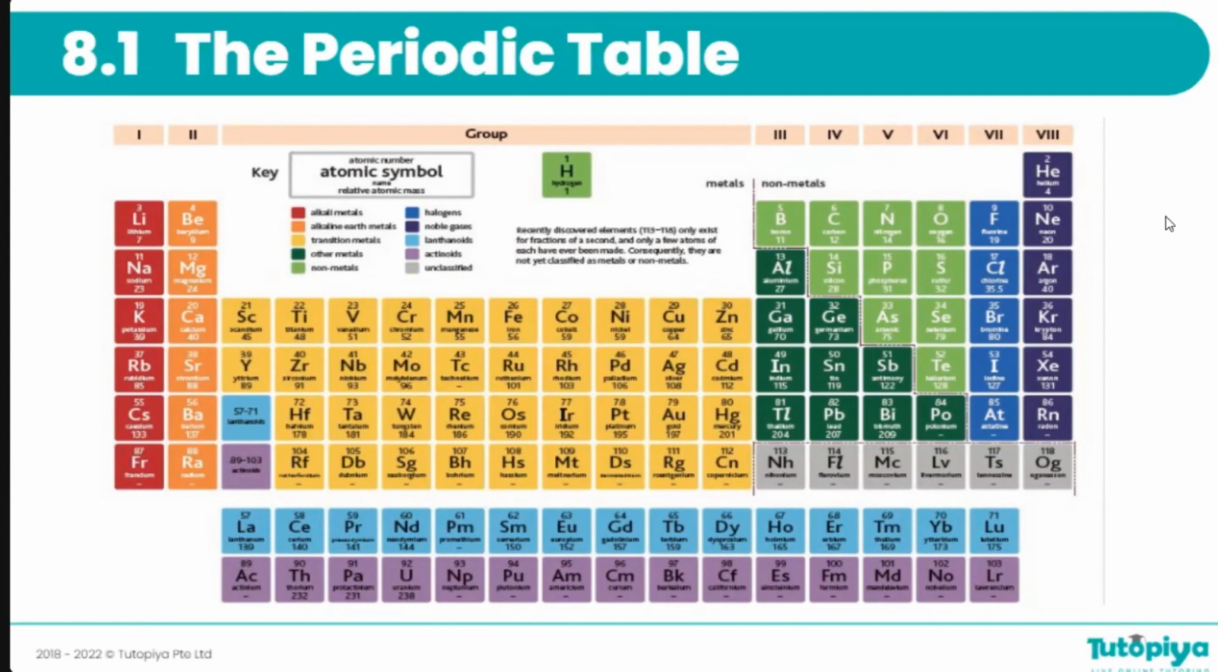Back then, when he invented the system of the periodic table, there were only 63 elements present. But with just 63 elements, he decided the best way to arrange these elements is according to their proton number, or the number of protons. So starting from hydrogen, which had only one proton, he arranged the 63 elements that the scientists knew back then.